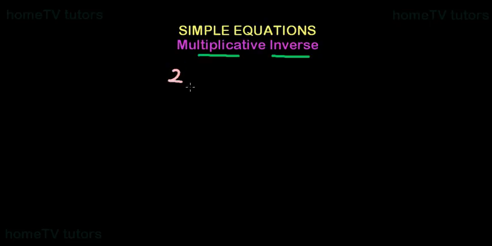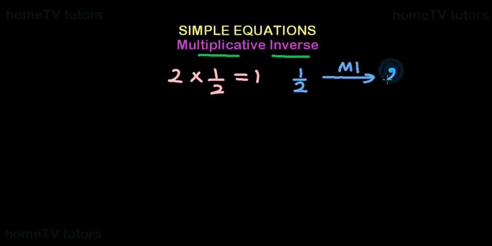Here we go. 2 times 1 over 2 is equal to 1. So we say that 1 over 2 is the multiplicative inverse of 2. Likewise, we also say that 2 is the multiplicative inverse of 1 over 2. Alright?